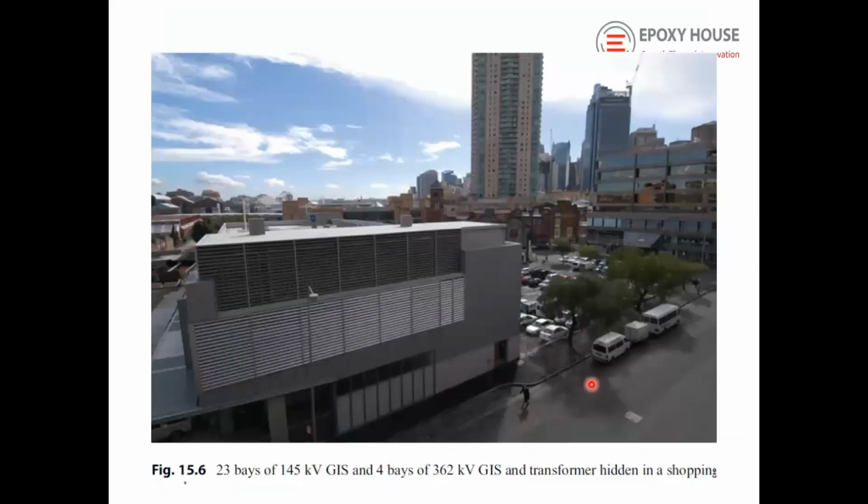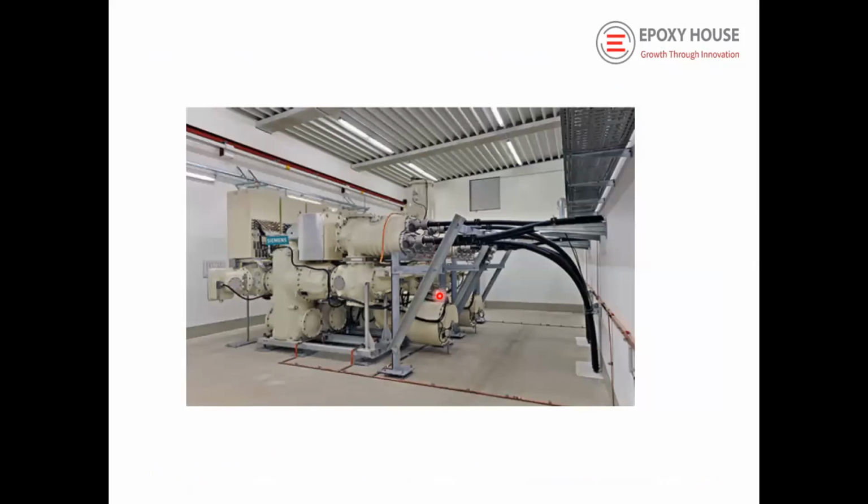So here also, this is in the shopping complex, 23 bays of 145 kV GIS and 4 bays of 362 kV GIS and transformer hidden in the shopping complex. The look-wise also is very good to use. So this is another substation.